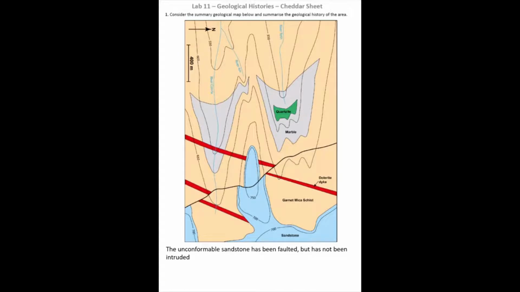The next thing that we can see is we've got to pick between the deposition of our sandstone, or the faulting. And what you can see is that the sandstone has been faulted, so the sandstone must have been there already in order for the fault to come along and then displace its contacts.